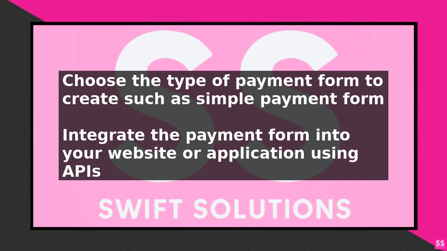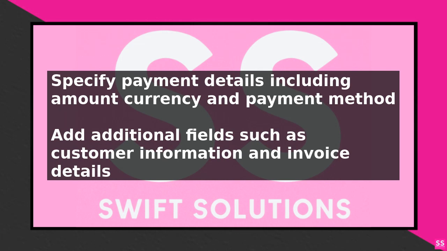The customer will enter their payment information, such as credit card details, and submit the payment. Authorize Net will then process the payment and send a response back to your website or application, indicating whether the payment was successful or not. You can use this response to update your database and notify the customer of the payment status.